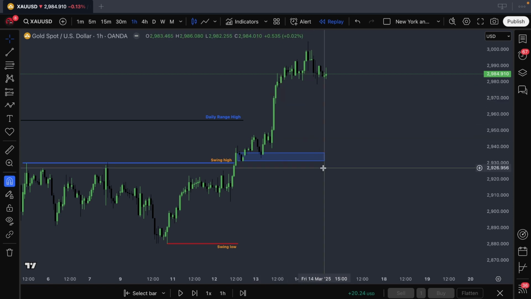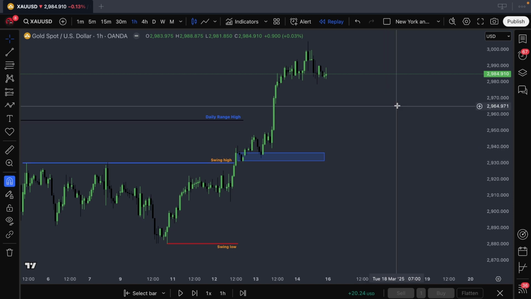But that's the trade that I took for gold. I took my take profit around 2,970. That's where I took my profits out, and it was a beautiful trade. I'm still looking to buy this market.